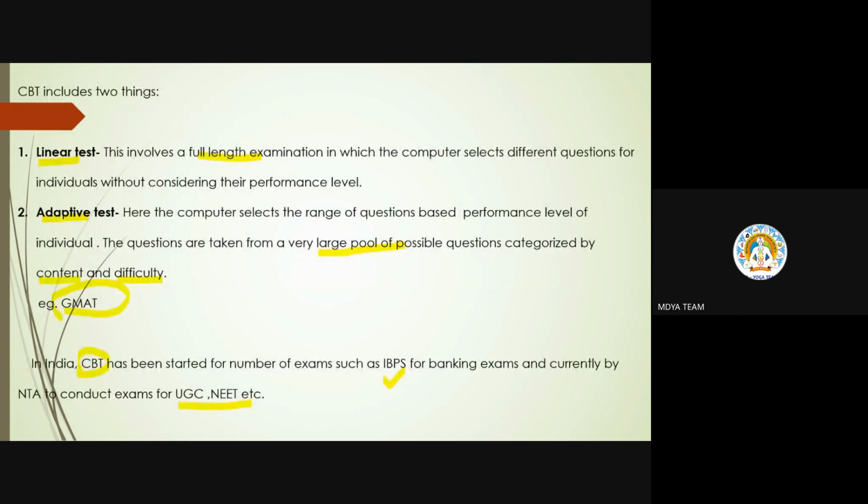Any doubt? Ma'am, is the UGC exam also like that? Does it make it tough or easy? Is the pattern the same, or only for GMAT and such? Not only for GMAT, some exams are there. I have just given one example. Like in GMAT, you will see this adaptive test. Linear test is not there in GMAT. But in UGC, they are just taking the linear test. In NET, linear test is there. Okay.